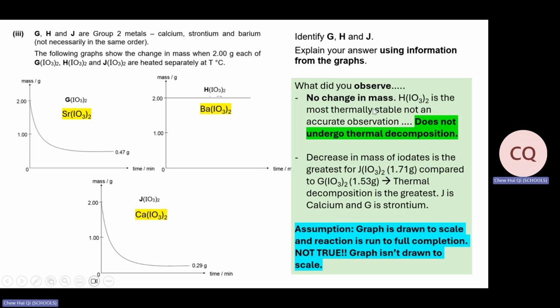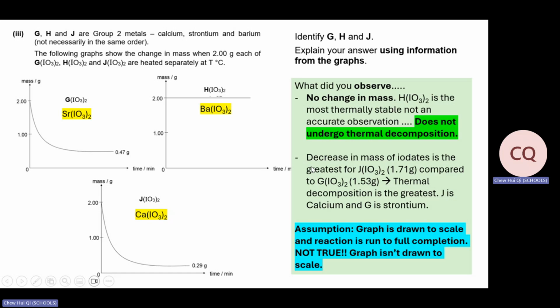So you've got to tell us from the graph. This is the information that you get from the graph: there's no change in mass, so it does not undergo thermal decomposition. That is one thing. A lot of you, I think 50% of you, didn't write this. Second, the most common observation is that you compare across the graph.